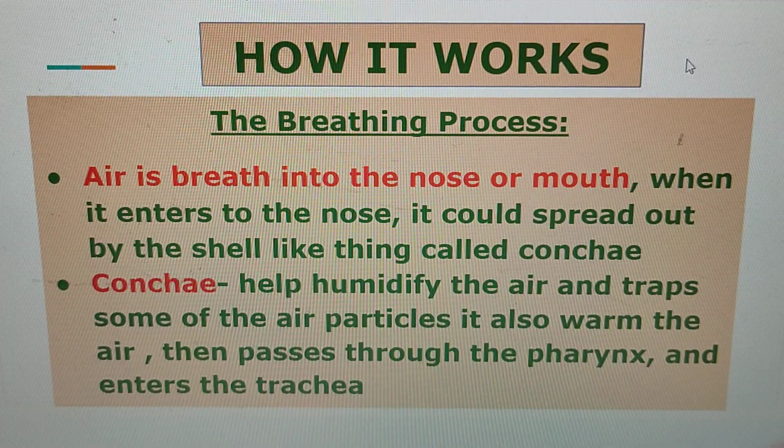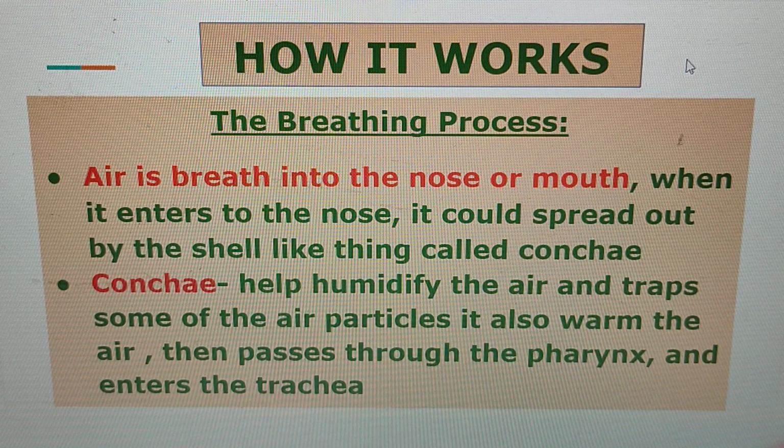In this video, it is shown how the respiratory system works. So we just saw the video of how the respiratory system works. It is summarized here.